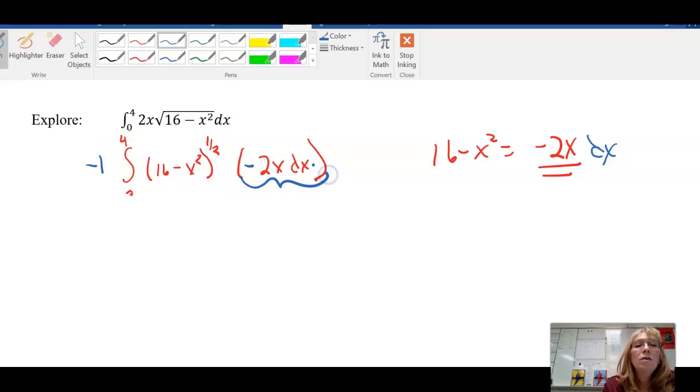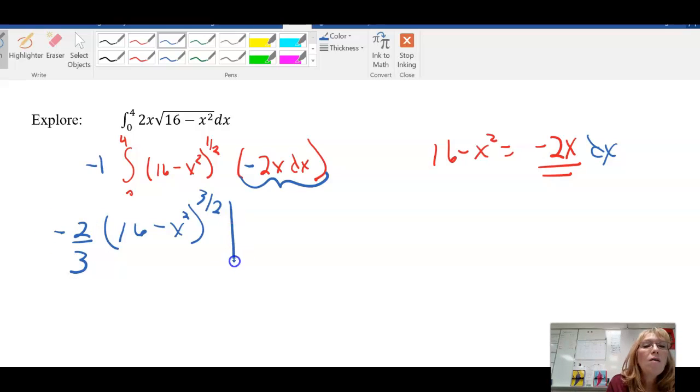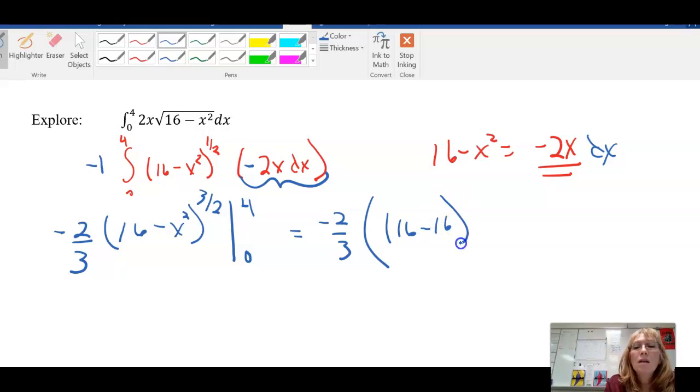I have my derivative, so now I can do the antiderivative. So this is 16 minus x squared to the 3/2 power. We're going to multiply by 2/3 instead of dividing by 3/2. So that's going to be a negative 2/3 on the outside, all from 0 to 4. All right, so let's plug this in. So now I got a negative 2/3, and I'm just going to leave it on the outside right now. If I plug in 4, that is 16 minus 16. So this is 0. It goes away.